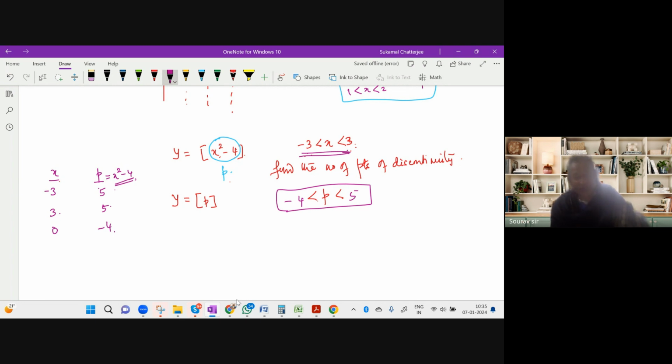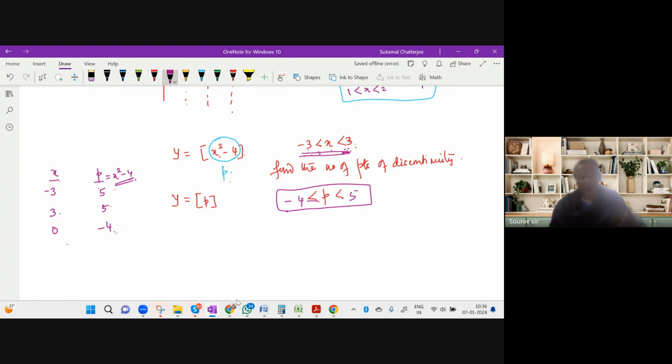And one more thing, it would be less than 5, because x is greater than -3 and less than +3. So it will not be equal to 5 ever. But x can be equal to 0, right? Because 0 is within -3 to +3. So if x is equal to 0, p can be equal to -4. So this side would be equal to. So p has to be greater than or equal to -4 and less than 5. Right? Clear?